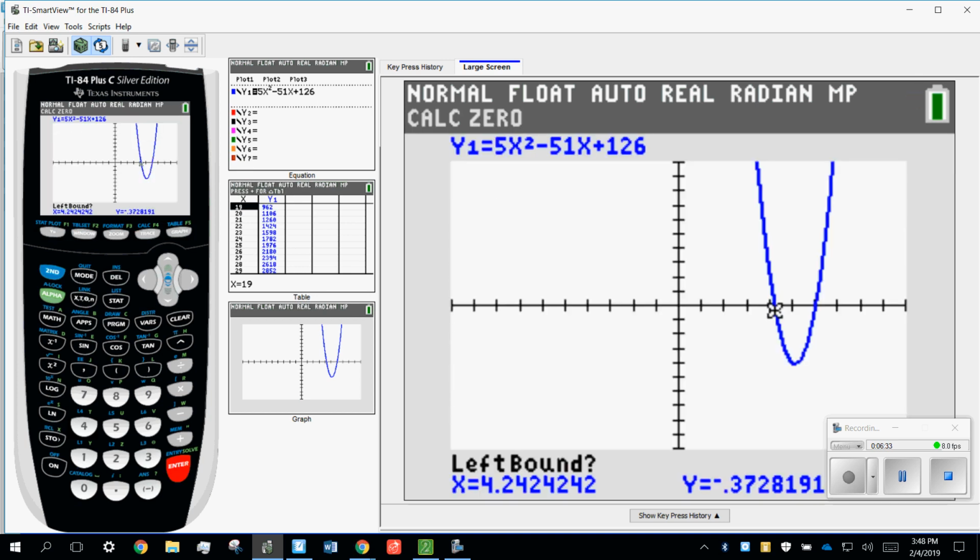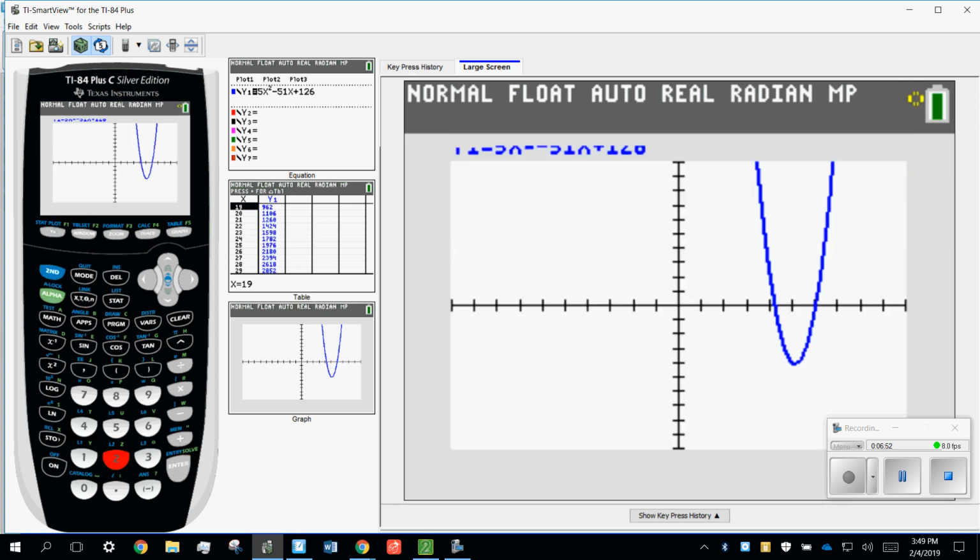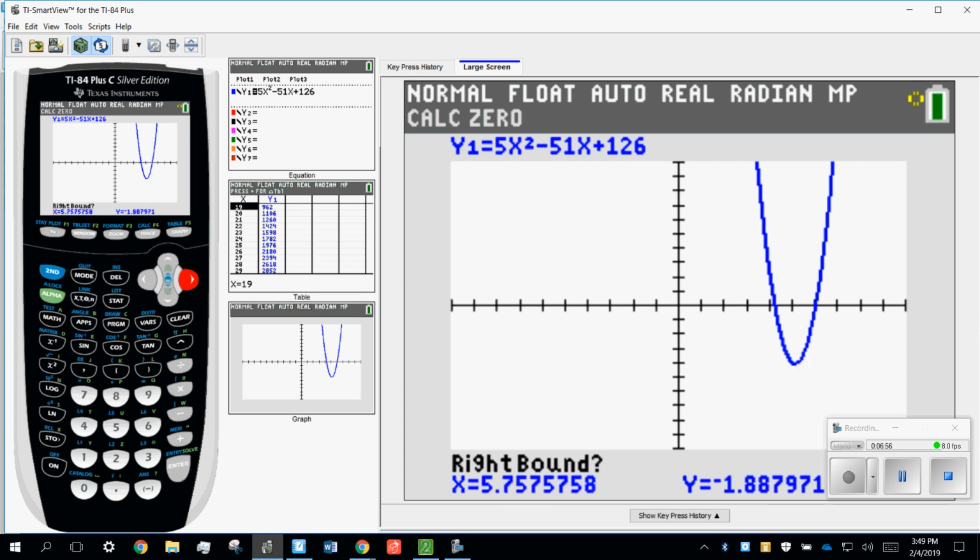Second trace 2, and then it says left bound, so you put the cursor on the left side of that zero, hit enter, put the cursor on the right side, because we want to know this point, so you put it on both sides and hit enter twice, and it'll tell you. One of them is 4.2. Then you go and get the other one: second trace 2, enter one time, enter 2 more times, and it tells you 6. So 4.2 and 6.